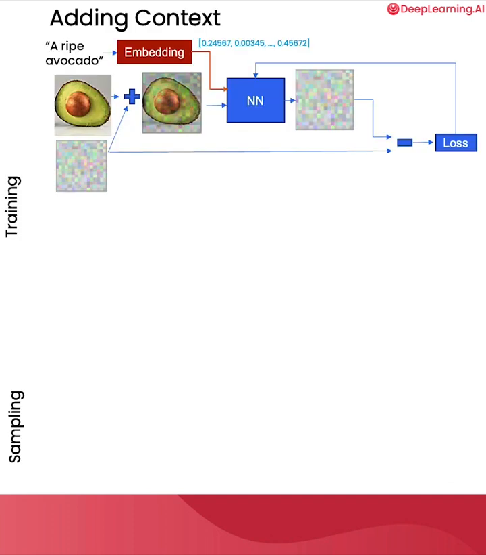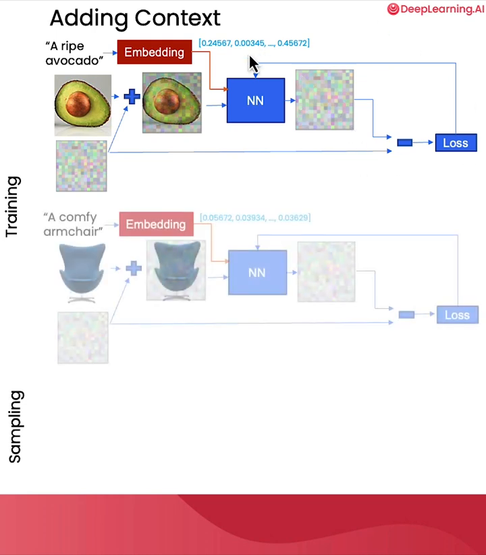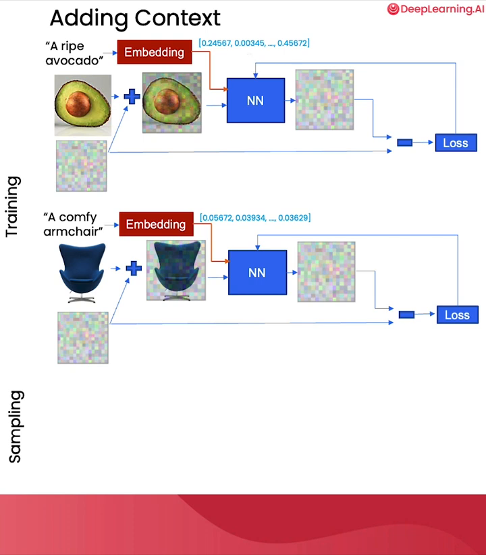Okay, so how do these embeddings actually become context to the model during training? Well, here you have an avocado image, which you want the neural network to understand. And you also have a caption for it, a ripe avocado. You can pass that through, get an embedding, and input that into the neural network to then predict the noise that was added to this avocado image, and then compute the loss and do the same thing as before. And you can do this across a lot of different images with captions.